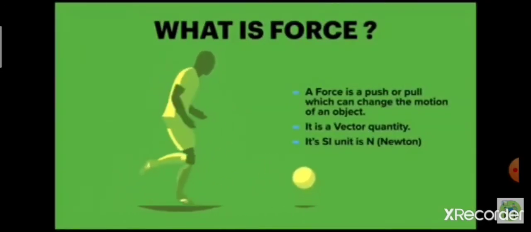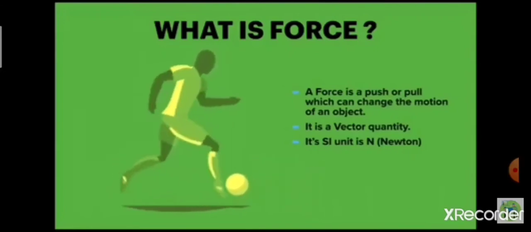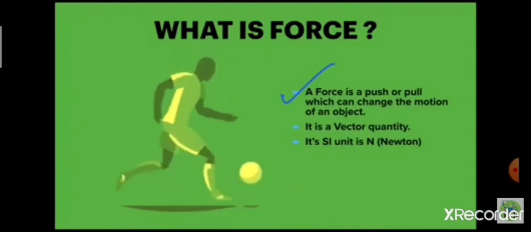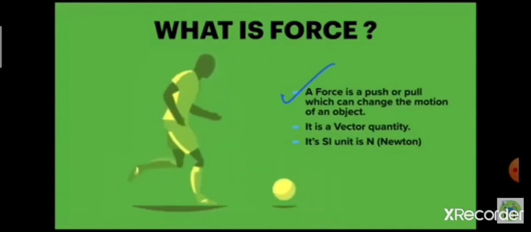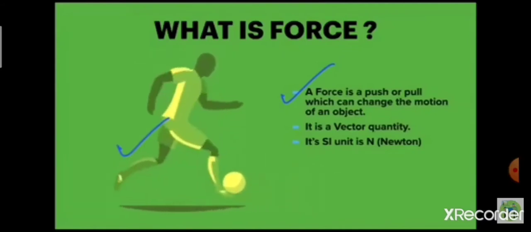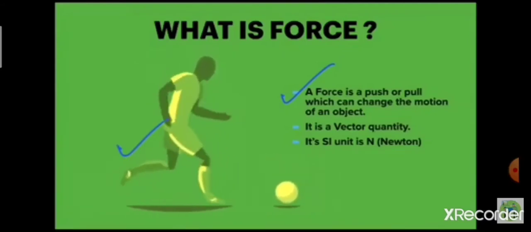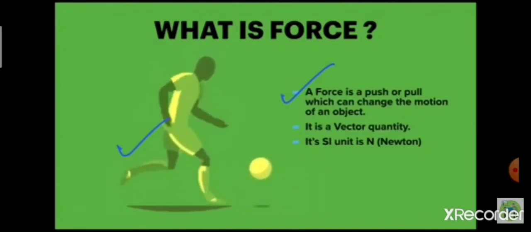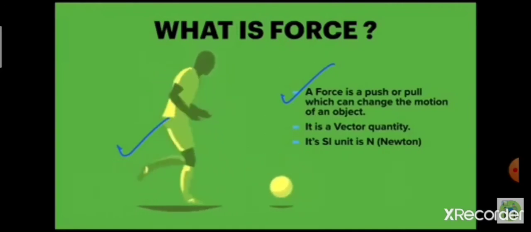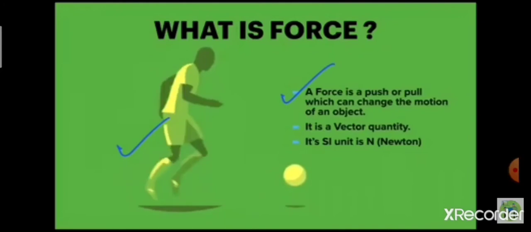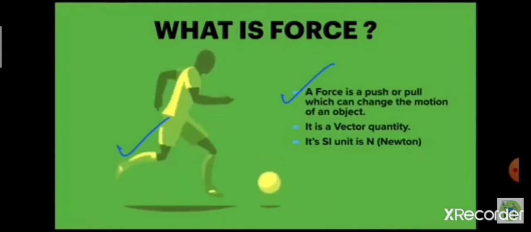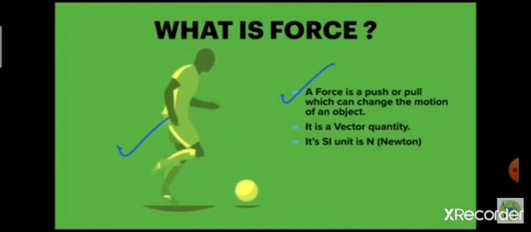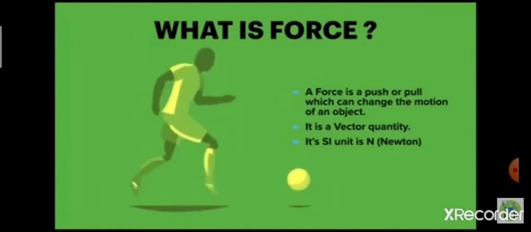So now let us understand what is force. We have already studied force in the previous standard. A force is a push or pull which can change the motion of an object. It means that because of the push or pull, an object can change its motion. Motion means movement. If the object is in a stationary state, meaning not moving, then by applying force, it will move. And if an object is already moving, by applying force, we can stop the motion of that object.